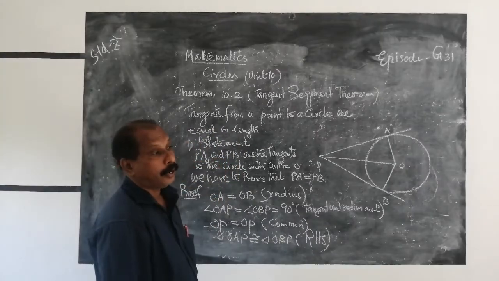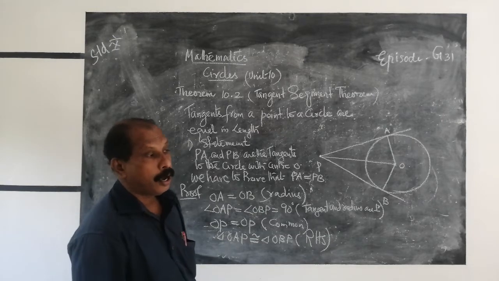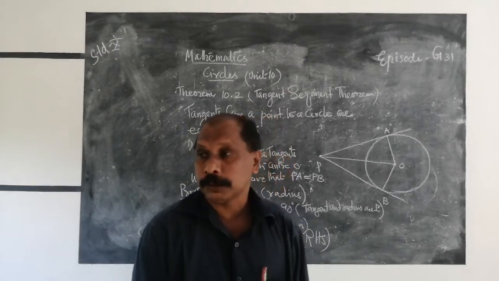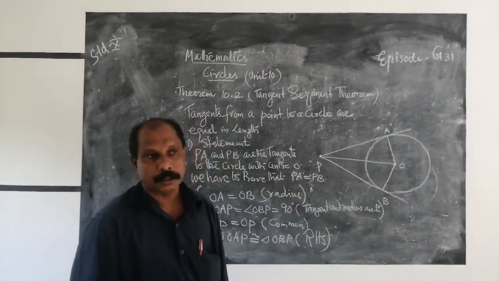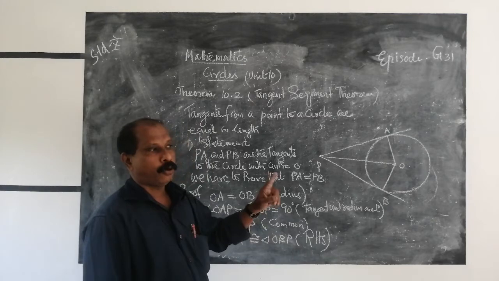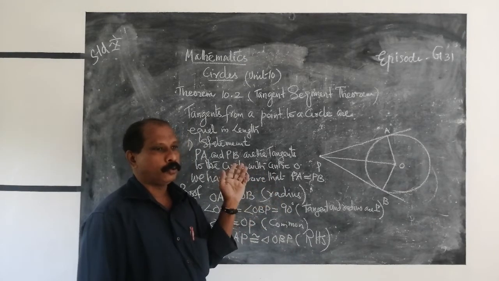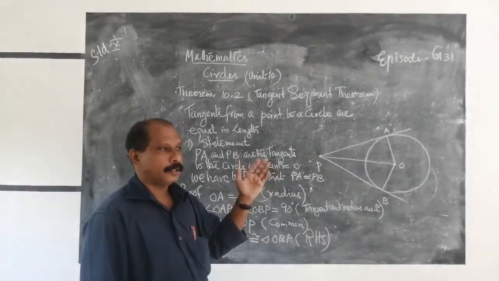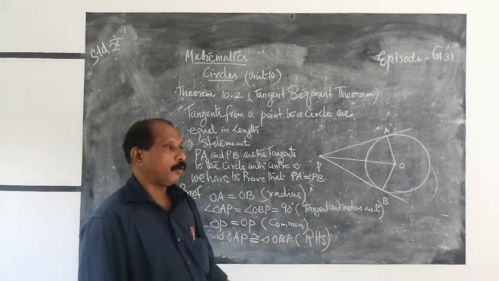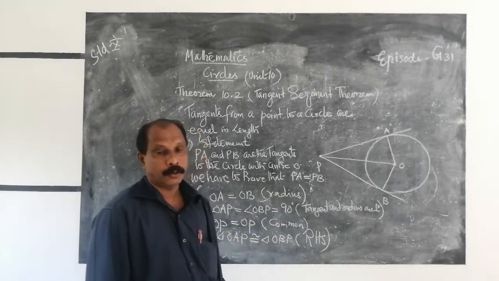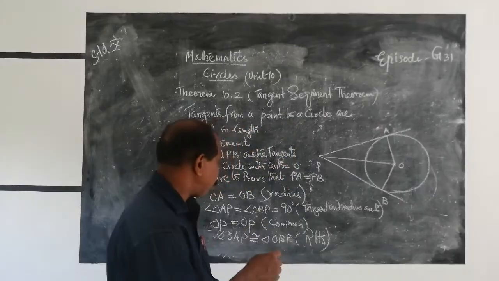Congruency means angles are equal and sides are equal. Therefore, those two triangles are congruent. If angles are equal but sides are proportional, they are similar triangles. Angles are equal and sides are equal, they are congruent triangles. Therefore, OA is equal to OB, OP is equal to OP, angle A is equal to angle B is equal to 90 degrees, that is a right angle. Therefore, triangle OAP and triangle OBP are congruent, that is the RHS theorem.